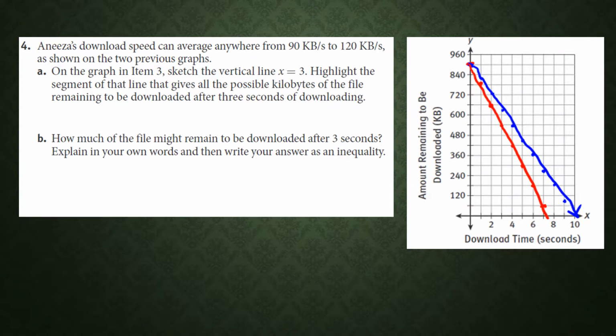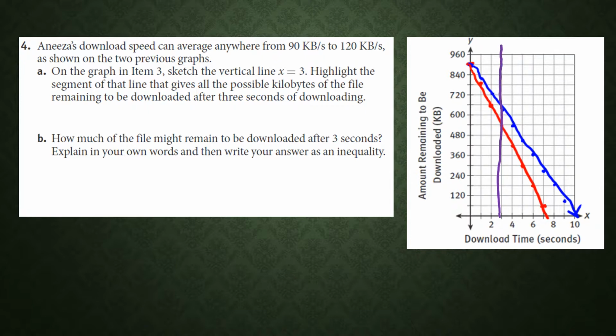All right, so Anisa's download speed can average anywhere from 90 kilobytes per second to 120 kilobytes per second, as shown on our two previous graphs. And now they want us to, on the graph we made, sketch the vertical line x equals 3. So that's when the download time is 3 seconds.